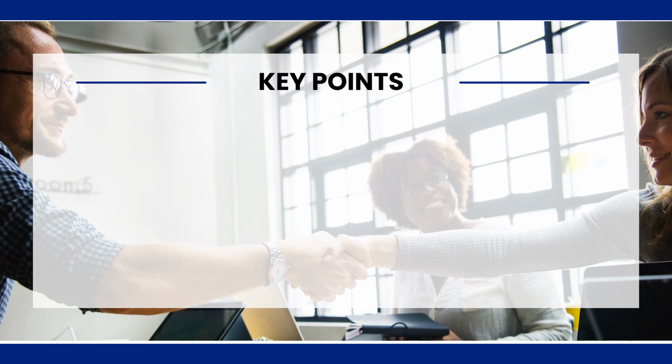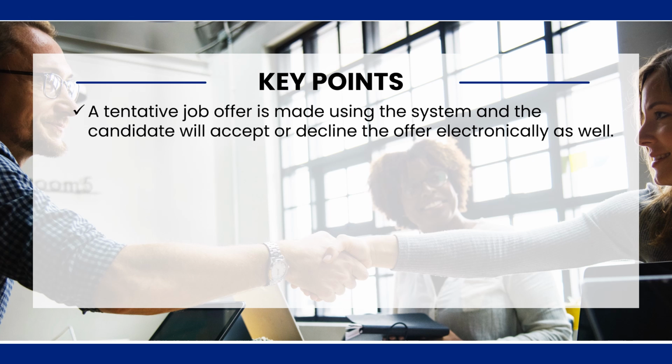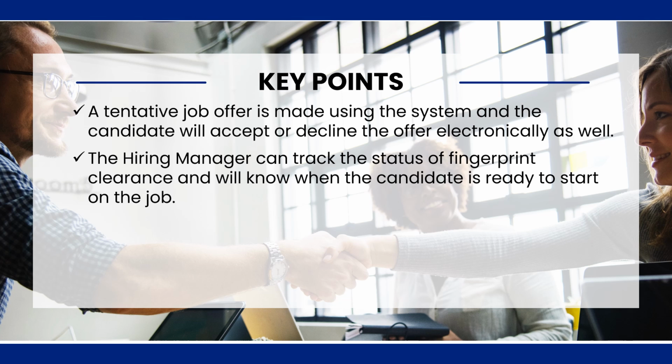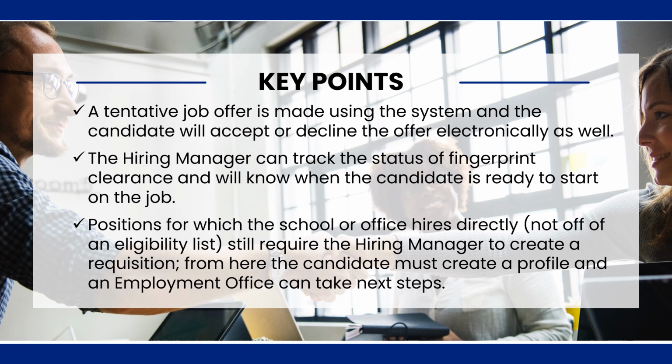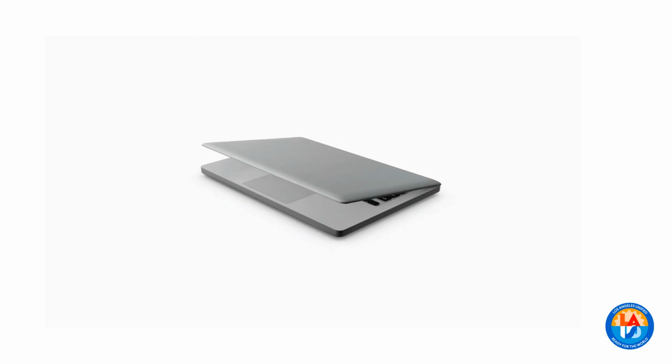A tentative job offer is made using the system, and the candidate will accept or decline the offer electronically as well. The hiring manager can track the status of fingerprint clearance and will know when the candidate is ready to start on the job. Positions for which the school or office hires directly, meaning not off of the eligibility list, still require the hiring manager to create a requisition. From here, the candidate must create a profile and an employment office will take the next steps.